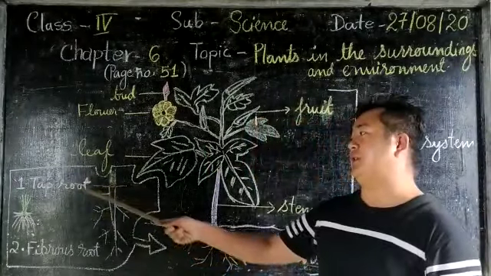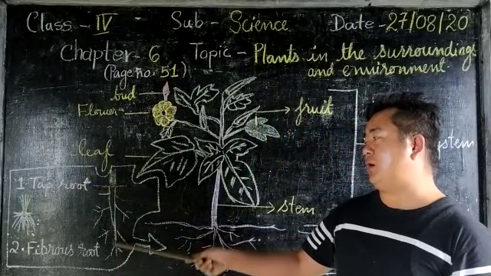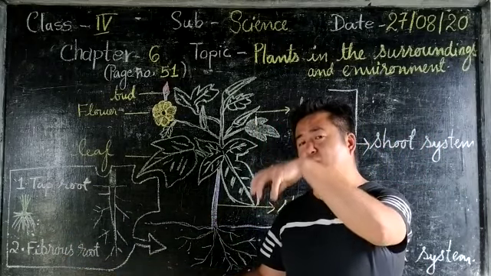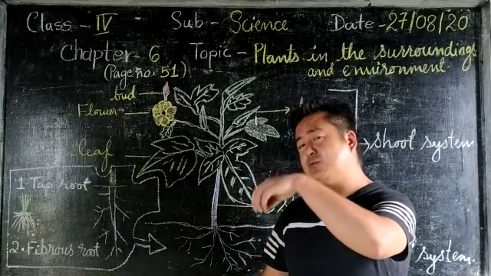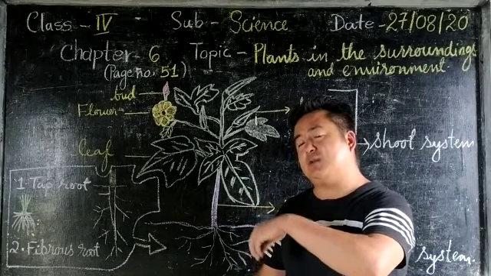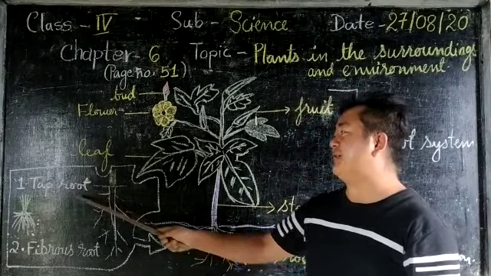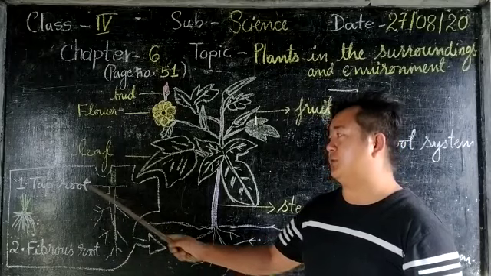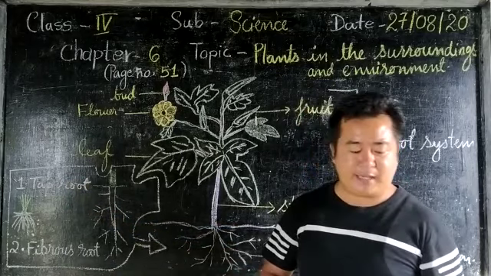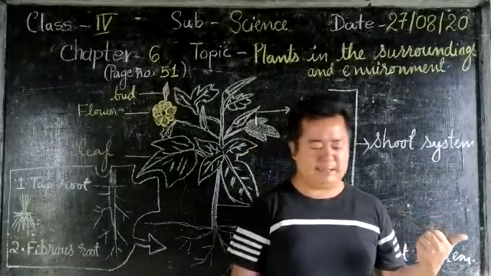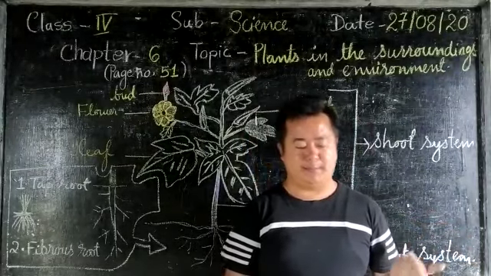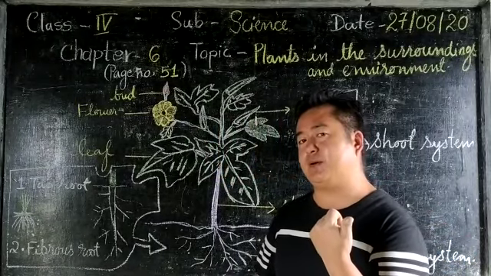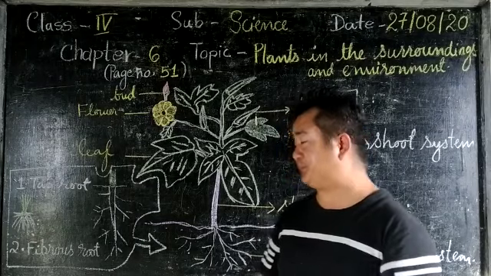In the case of taproot, there are long and strong roots that grow deep down in the soil and produce several other small roots from it. This is known as taproot. The main examples of taproot are beans, mustard, and some of the radish and carrots. In this type of plant, we can say vegetables also.